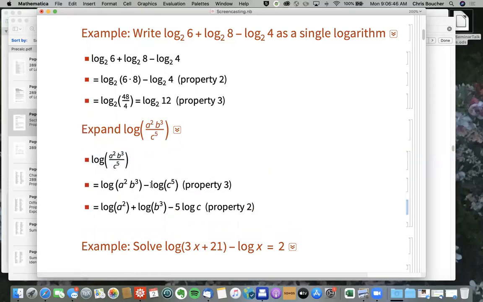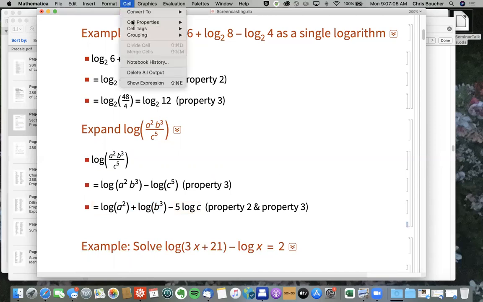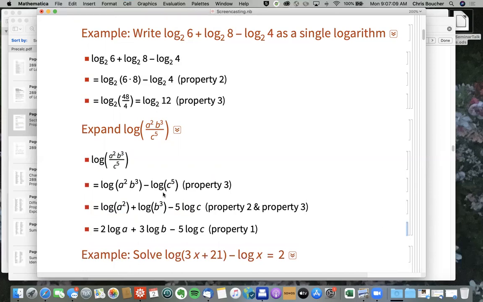And I can also here use the third property, that's the log of a power, so that power 5 can come down front. So let's make sure here we're using both properties, property 2 and property 3. And then finally, I can apply property 3 again to each of these first two terms because those are both logs of powers. So in both cases, the power can come down and I get 2 log a plus 3 log b. Okay, so that's that. So I can take this logarithm and expand it out in terms of simpler logarithms.